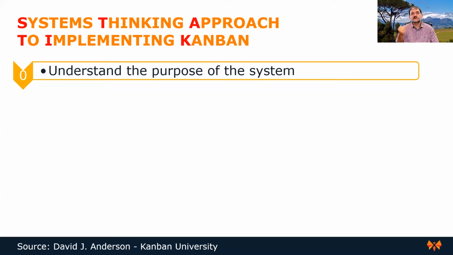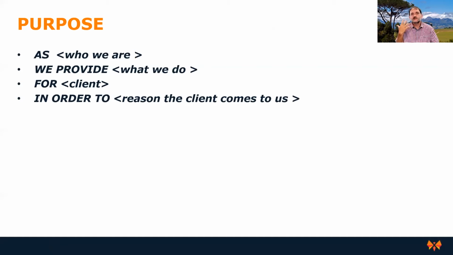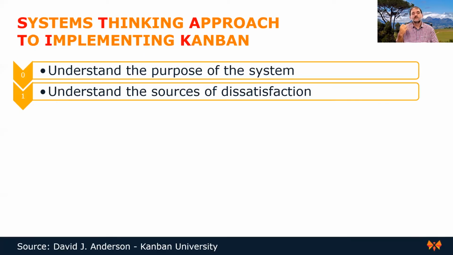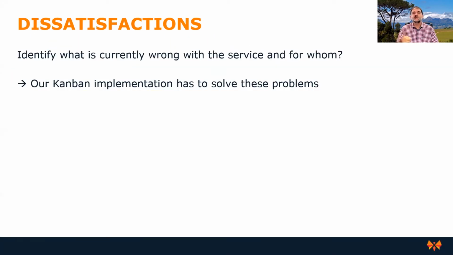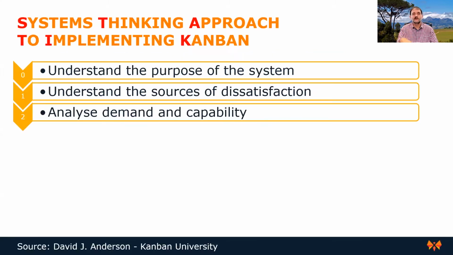Number 0 is first of all to understand the purpose of the system, and that is specifically, who are we, what do we do, for whom do we do it, and why do we do it? Then we need to understand the sources of dissatisfaction, which means what is currently wrong with the system or the services we are delivering, because that is what our system needs to solve.